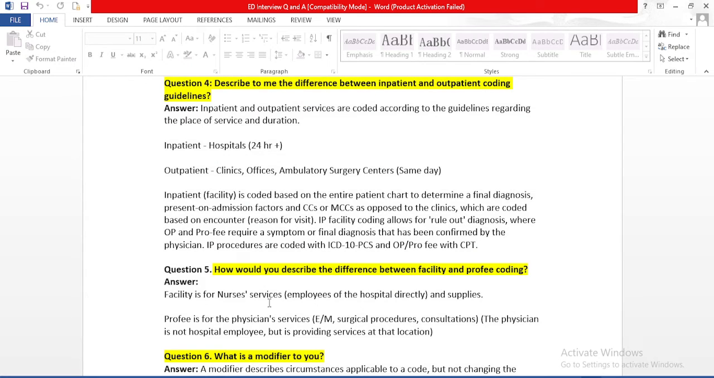Next question, tell me the difference between inpatient and outpatient coding guidelines. Inpatient and outpatient services are coded according to the guidelines regarding the place of service and duration. Usually inpatient services are in hospitals, where a stay of more than 24 hours is needed. Outpatient includes clinics, offices, and ambulatory surgery centers, where same day services are provided.